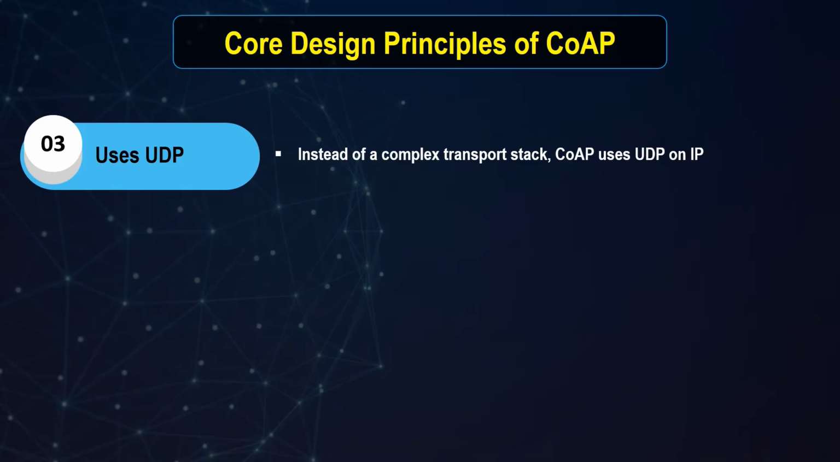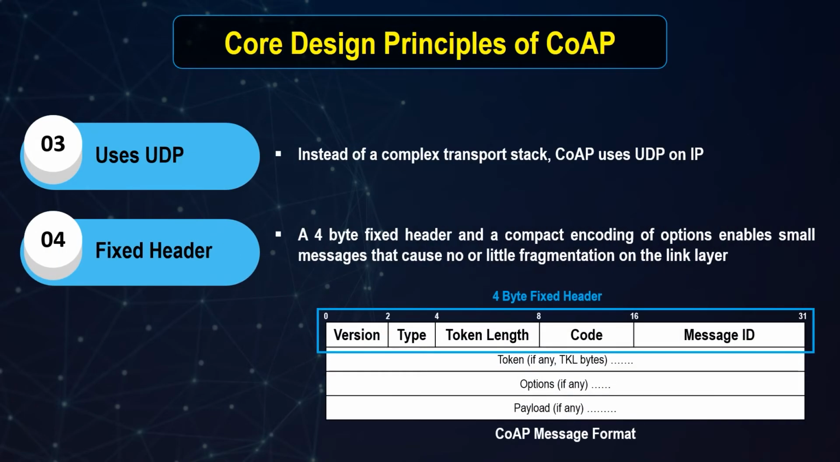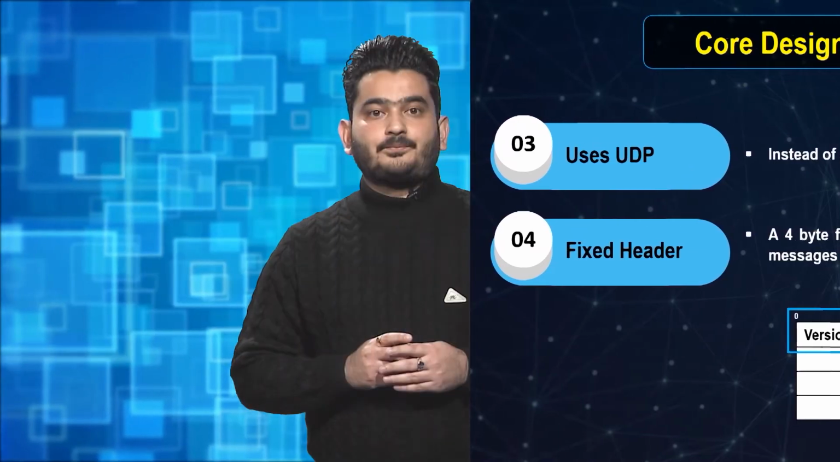Instead of a complex transport stack, CoAP uses UDP on IP. A 4-byte fixed header and a compact encoding of options enables small messages that cause no or little fragmentation on the link layer. Let us now analyze the architecture of CoAP.